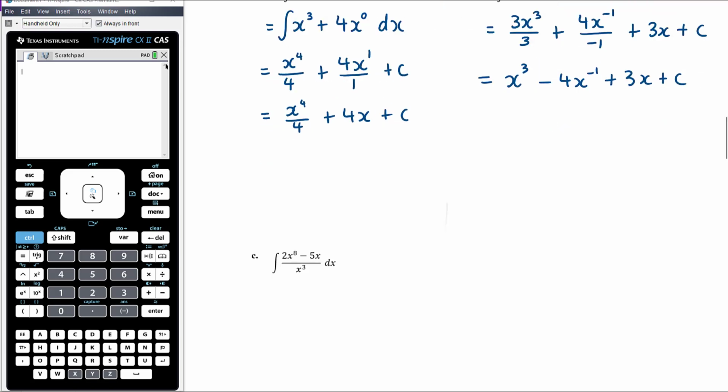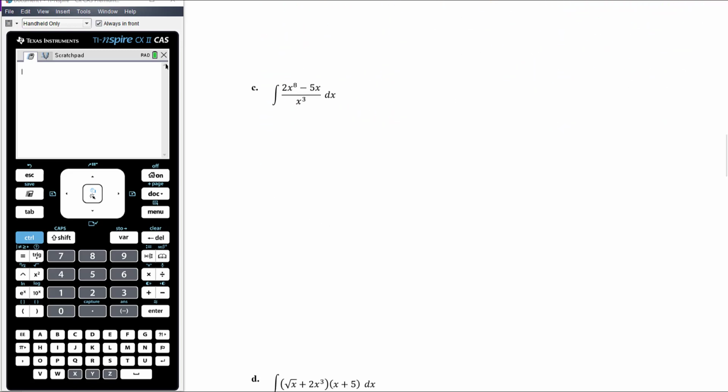So the other thing I want to be really clear about is that there is no product or quotient rule or chain rule, although there's ways we can think through simple chain rule problems, but there is no product or quotient rule for anti-differentiating.